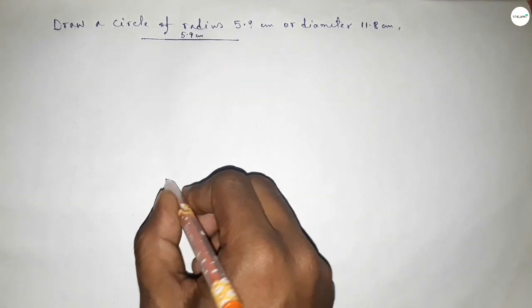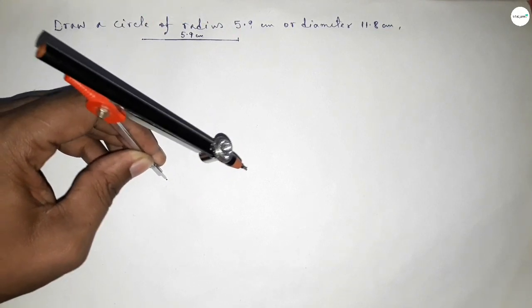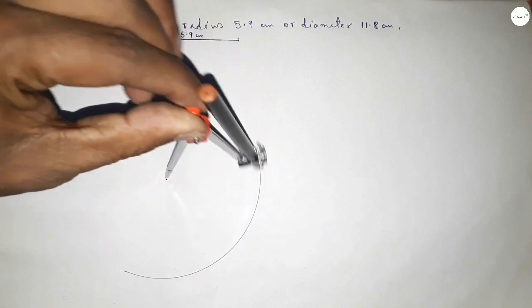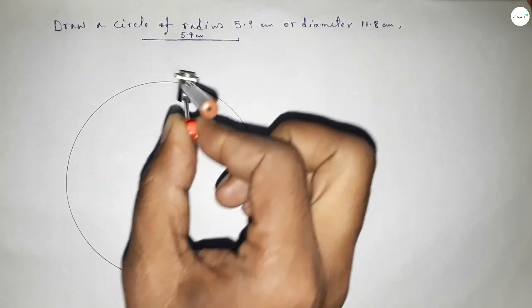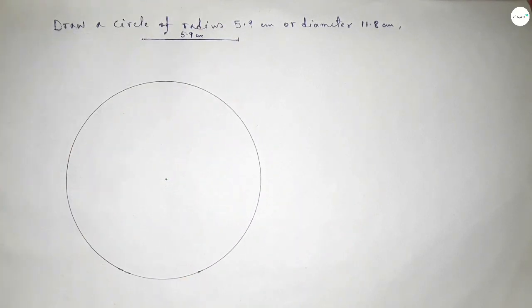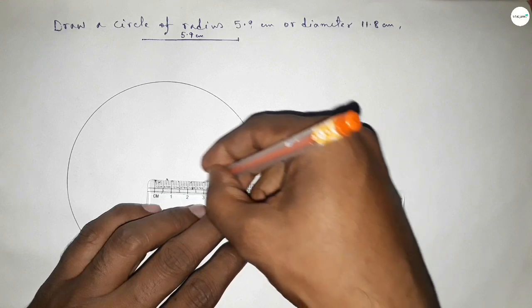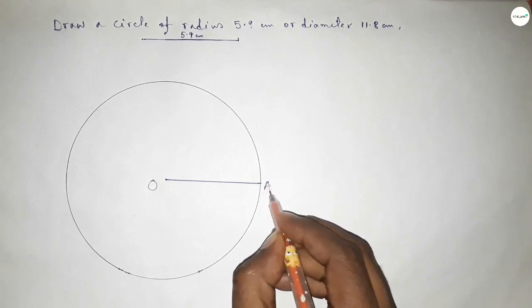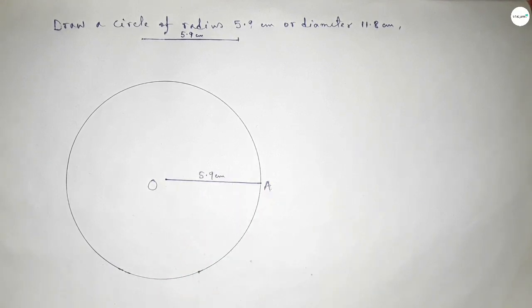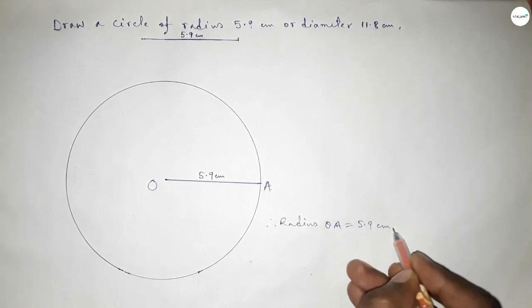Now taking here a point. Next, taking the length 5.9 centimeter by using compass this way, and putting the compass on the point and drawing an arc this way, which represents a circle with radius 5.9 centimeter. Now joining this one, and this is the radius of this circle. So taking here the center O and here A. So OA is 5.9 centimeter. Therefore radius OA equals 5.9 centimeter.